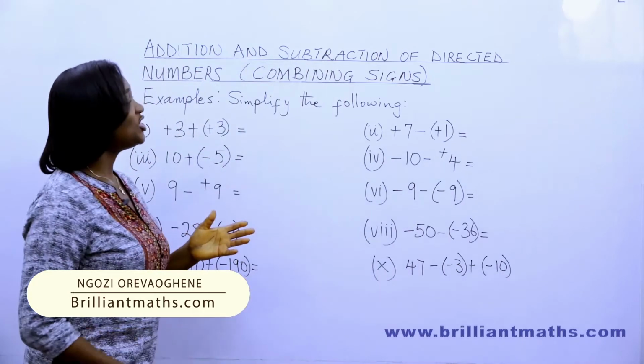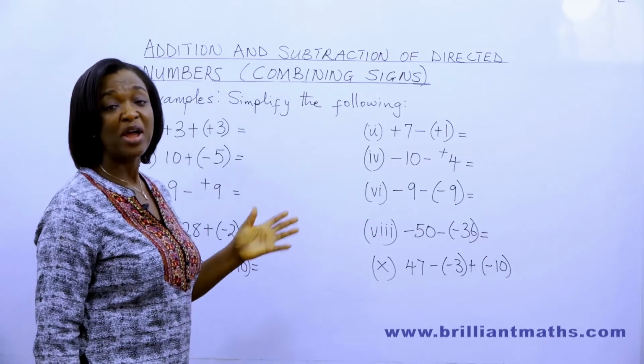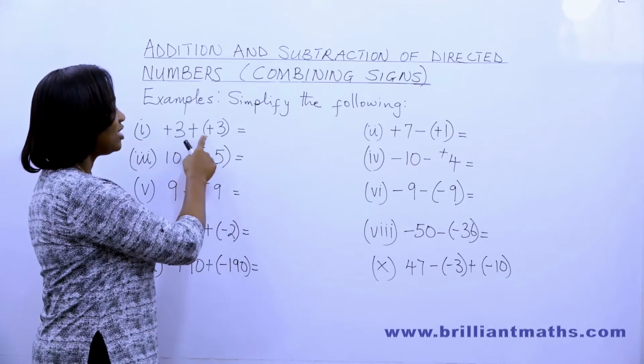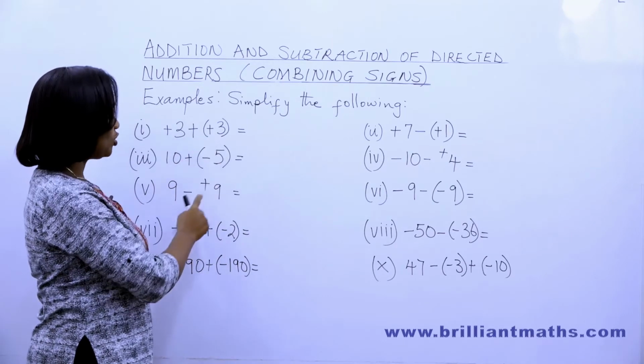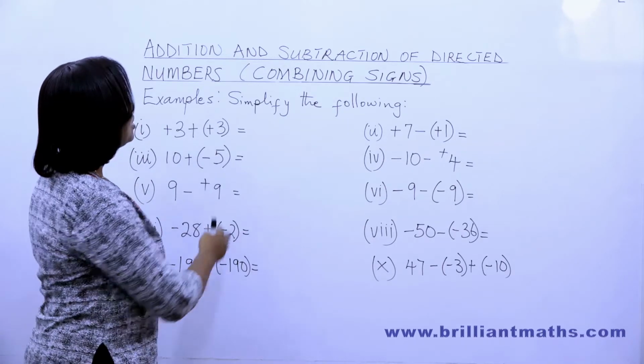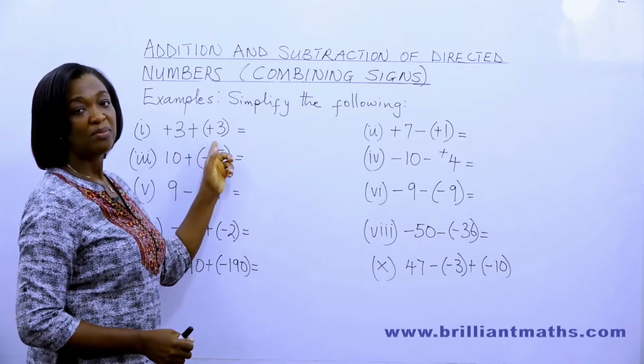Today we are looking at addition and subtraction of directed numbers, combining signs. What do I mean by combining signs? When we have two signs separated by a bracket or two signs next to each other. For example, simplify the following: plus 3 plus 3.